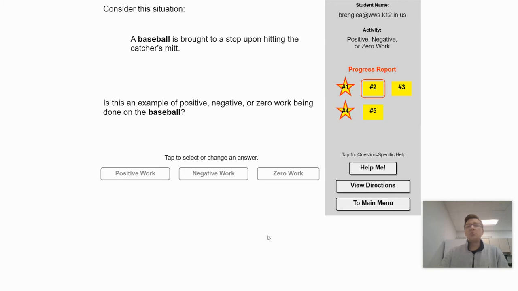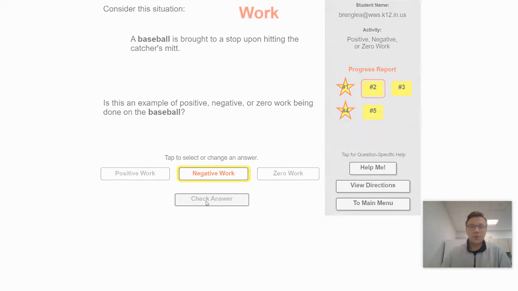And it says a baseball is brought to a stop upon hitting the catcher's mitt. The force applied here is the mitt pushing against the ball when it comes in, and it does apply it over some distance. Usually when you catch the ball, you're going to give some here. Now, this is going to be negative work because if you think about it, the baseball has kinetic energy, right? It's moving very fast, and then it goes down to zero kinetic energy when it hits the mitt and it stops. So in this case, energy is being transferred away from the baseball, and therefore negative work is done.